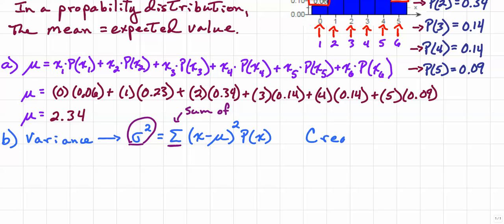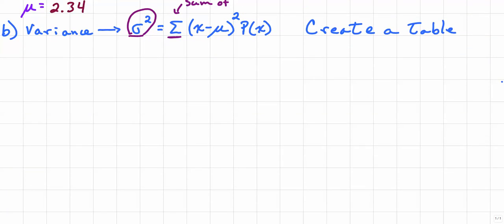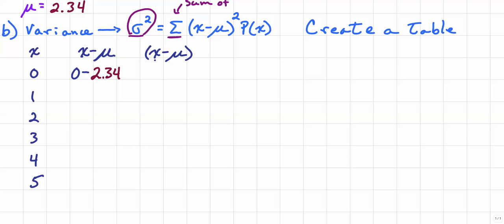Now, the easiest way to do this is to use a table, which will show us what our calculations are and make things a little easier. The first column in your table will be x, and that's each one of the numbers of red traffic lights. So we'll start with 0, 1, 2, 3, 4, and 5 will be the end. Then we're going to have a column that will be x minus the mean. This one is simply 0 minus the mean, which is 2.34. Then the next column will be that value, x minus mu, squared.